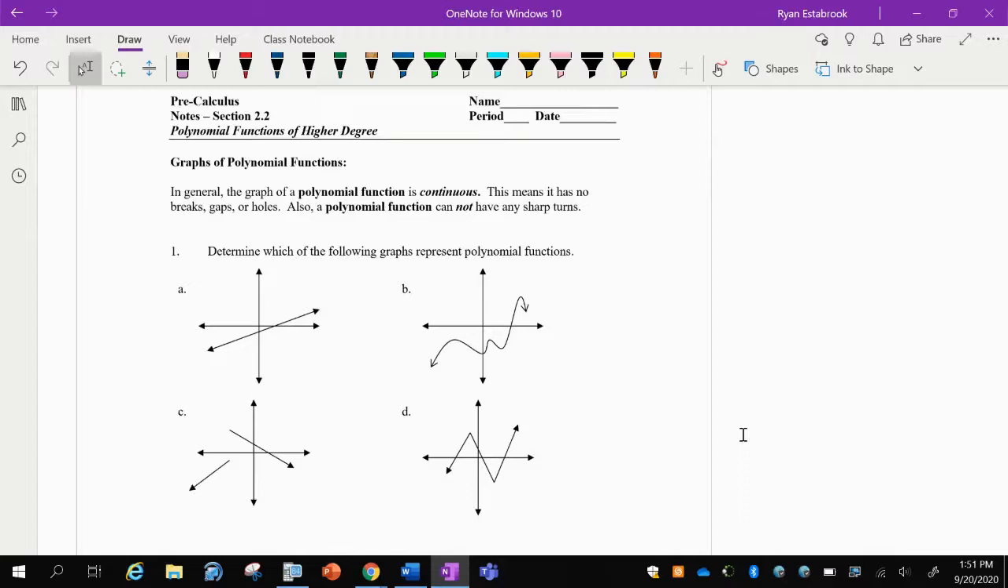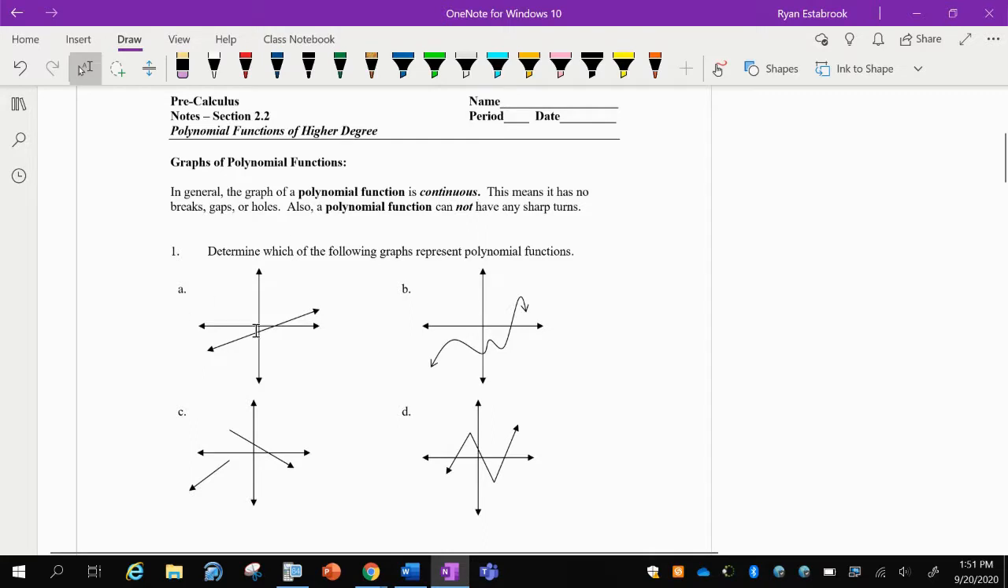This is pre-calculus section 2.2 on polynomial functions of higher degrees. So we're not just looking at linear functions or quadratics, we're looking at even higher exponents than that. And we're going to say two general things here. First of all, a polynomial function is continuous. That means we can draw the entire curve without having to take our pencil off the paper. And it cannot have any sharp turns.